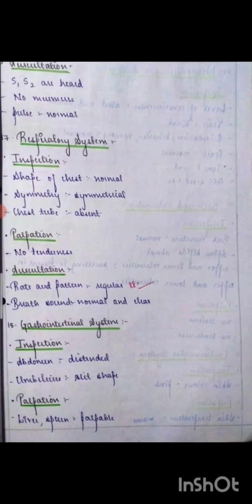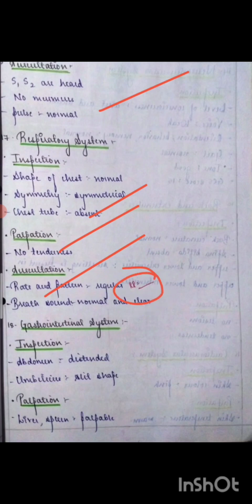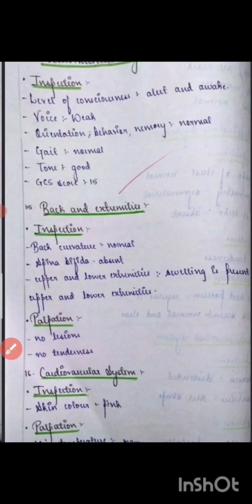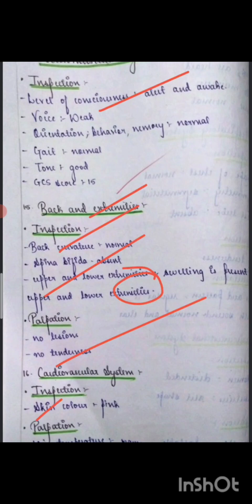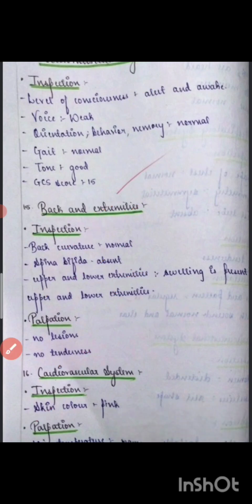Next comes the auscultation, respiratory system, then palpation. In auscultation, in the respiratory system, you'll have to mention what is the respiratory rate. Then comes the genitourinary system. Then the neuromuscular system. Then comes the back and extremities, everything about the cardiovascular system, then urinary system, then genital. So everything you can copy same.